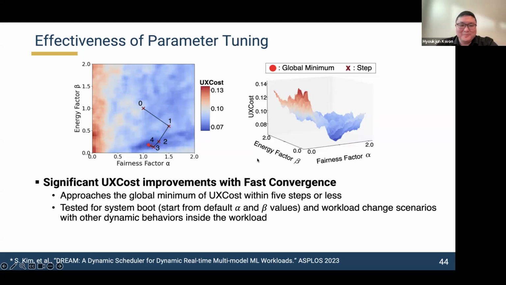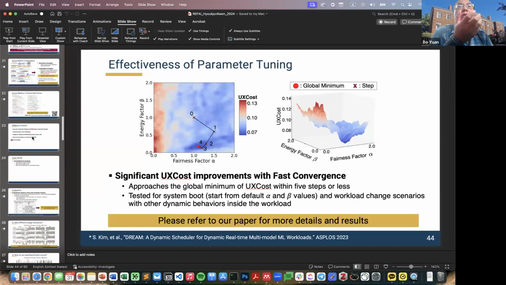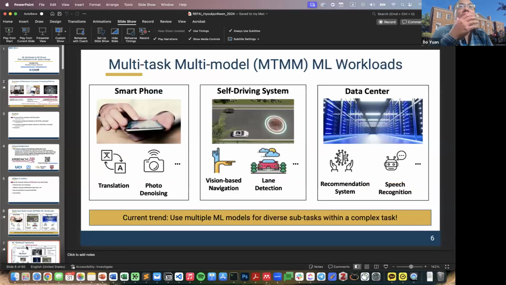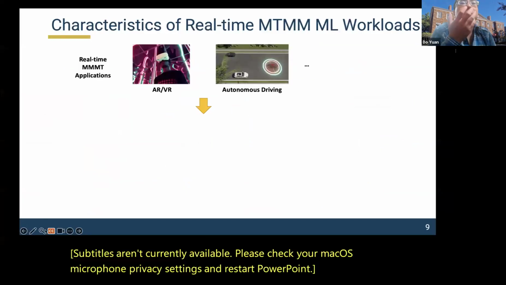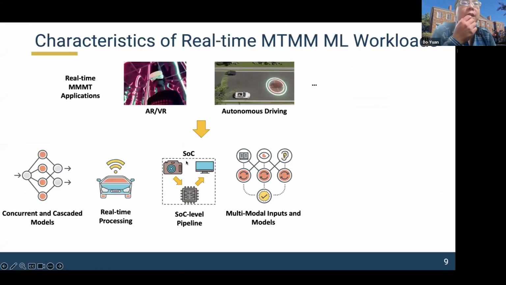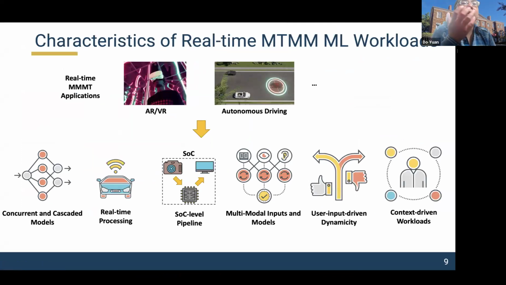At the beginning of your slides, you mentioned the AR/VR workload, and also autonomous driving. They have much similarity from the perspective of computing, right? Like the concurrent cascade model, real-time processing, those things.